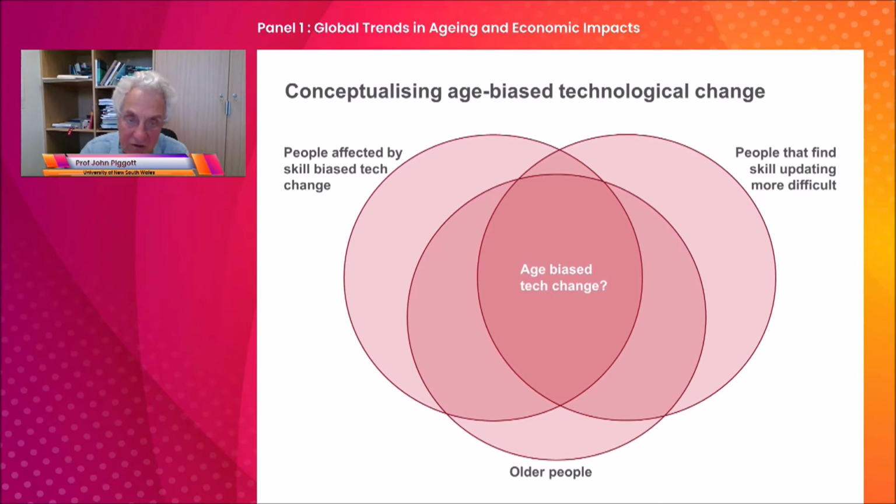So how do we conceptualize this? Well, we think of three groups of people which overlap. Right? And the first group are the ones that are affected by skill-biased technical change. The second group are people that find skill updating more difficult. And then we just take older people. And in the middle there, in that heavily shaded shape, I don't really know what you would call it, where it says age-biased technical change, that's the group which is being impacted and which is being reflected in the evidence that I have just presented to you. Next slide, please.